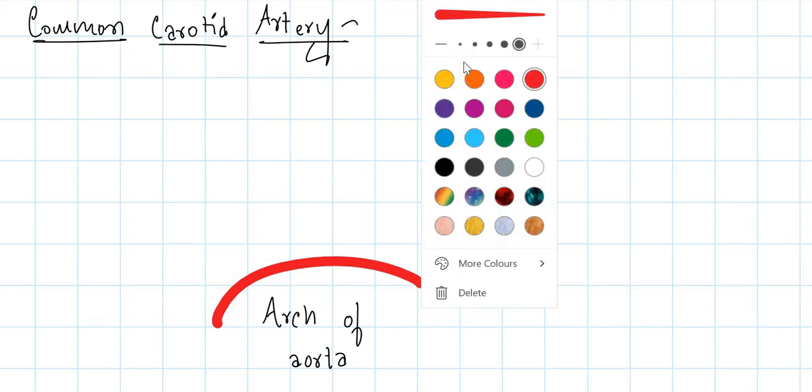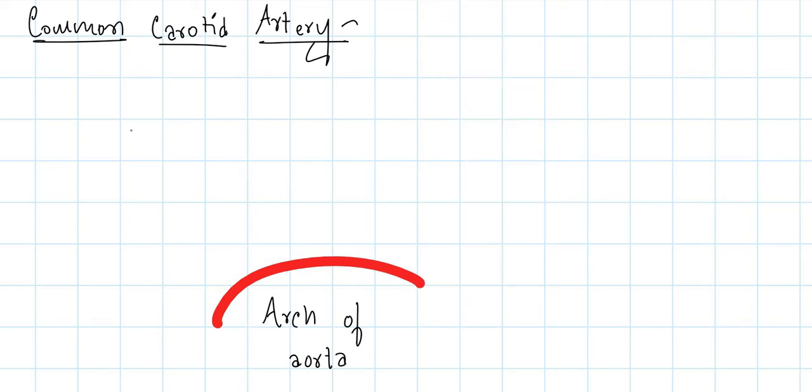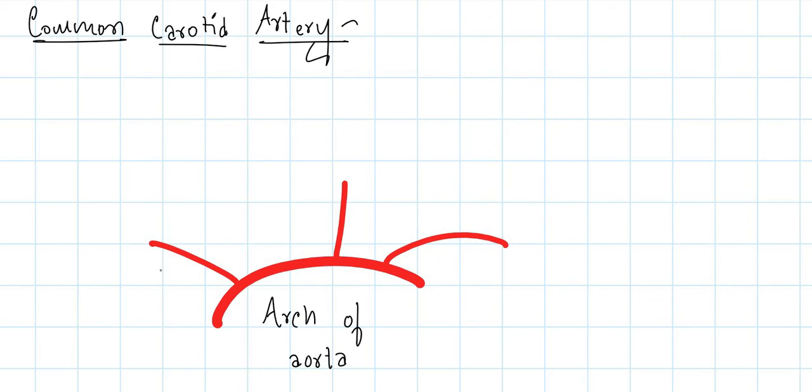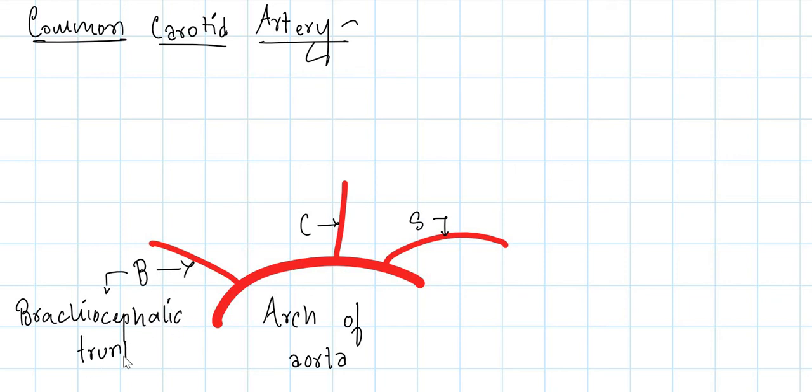Now, this arch of aorta is giving some branches. Actually, there are three branches from this. This is the first branch, this is the second branch, and this is the third branch. So what are these branches? You can just name these branches as B, C, S. B stands for brachiocephalic. So B is an artery, and the name of this artery is the brachiocephalic trunk.